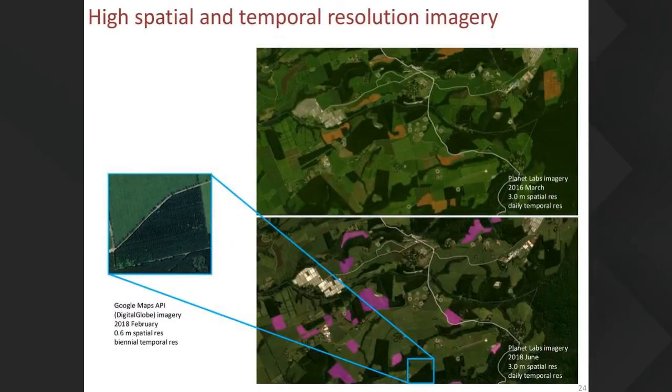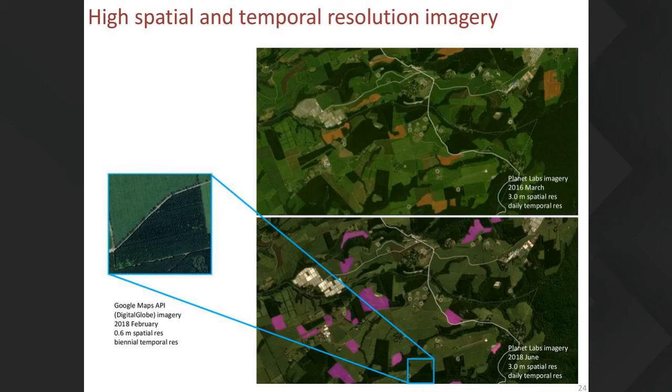And here, this is maybe just an elaboration showing some different spatial and temporal resolution imagery. On the top right image, we have a 3-meter spatial resolution image that was taken in March of 2016 by Planet Labs satellites. On the bottom right, we show similar imagery for that same location taken in June 2018. And what you're able to see here in orange and purple are areas where there have been some very obvious changes in greenness levels in this imagery.